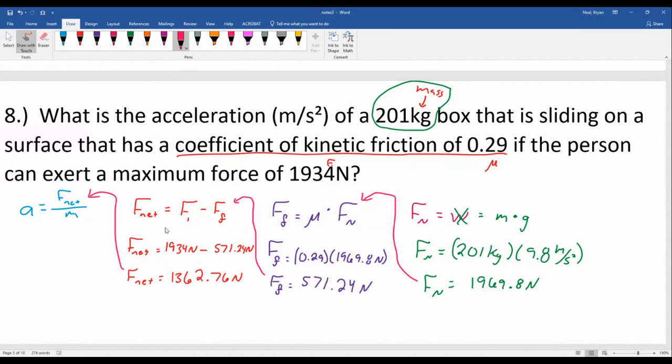So the thing that I was missing, the thing that I needed to get to, was to take the net force divided by the mass. The mass we've had the whole way through, but here we are. All right, so net force 1362.76, the mass 201 kilograms. So evaluating here, going back and dividing these, 6.78. Then remember, newtons are a combination of kilograms and meters per second squared. So if we divide out the kilograms, we get the meters per second squared.